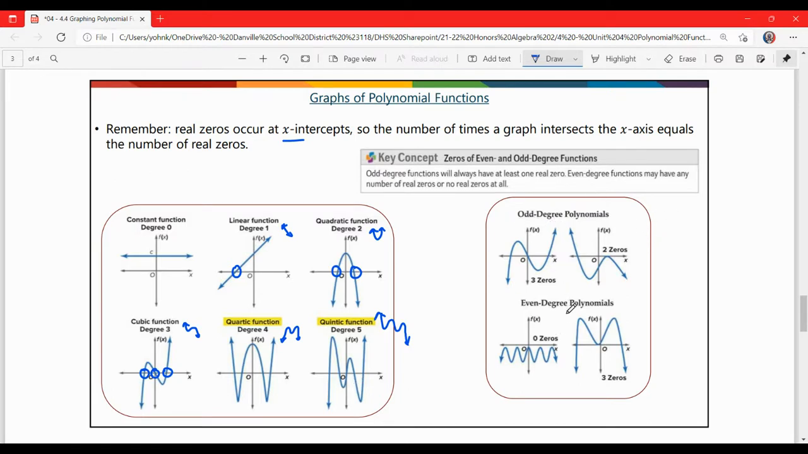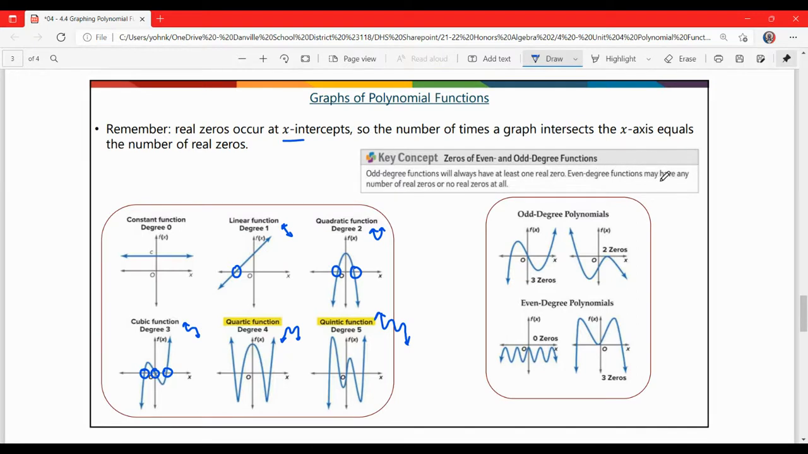There are odd functions and there are even functions. Odd functions will always have at least 1 real zero. So odd functions are going to cross at least 1 time. Notice here a linear degree 1 has 1. A cubic degree 3 has 3. A quintic degree 5 has 5. They all have at least 1.